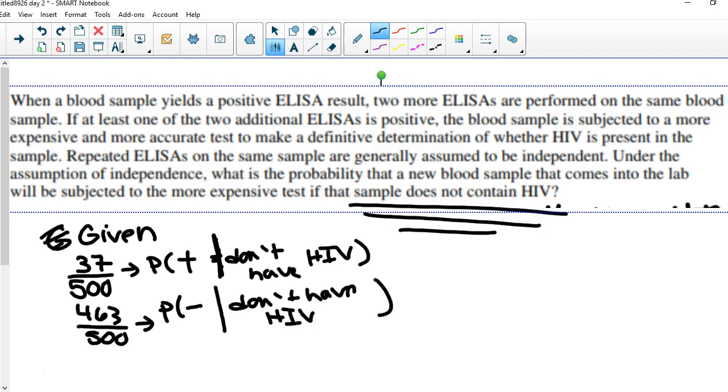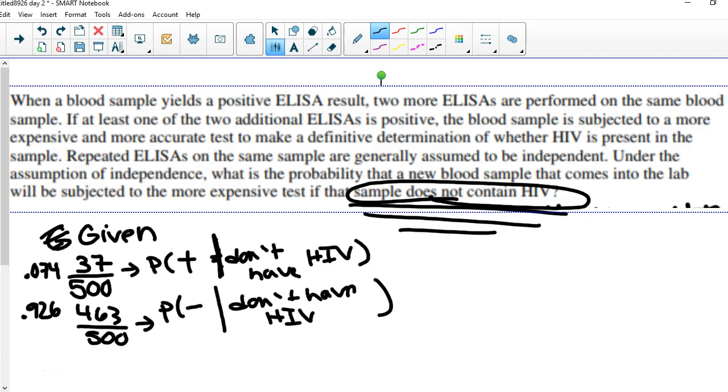I'm going to change these numbers to a decimal because it's going to make it easier. So I'm dealing with all the people that don't have HIV. 37 divided by 500 is 0.074. 1 minus that is 0.926. Okay, next. Now what do we do?